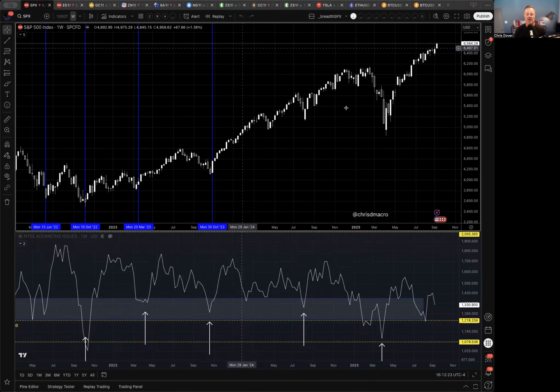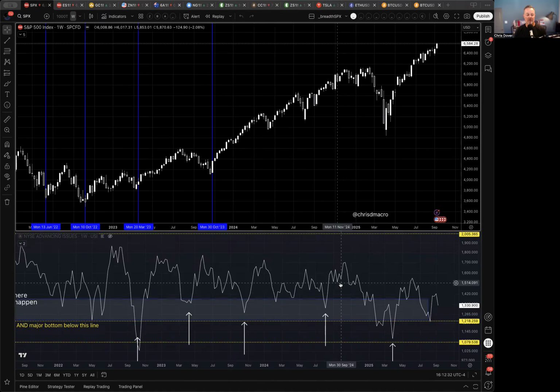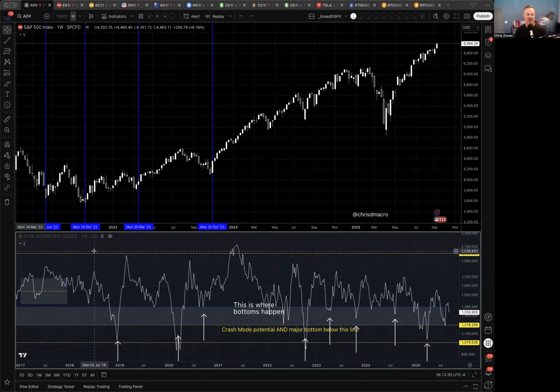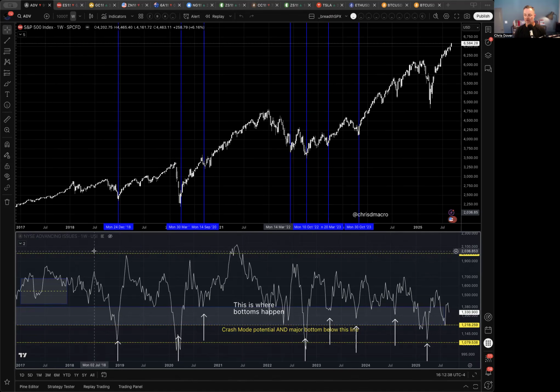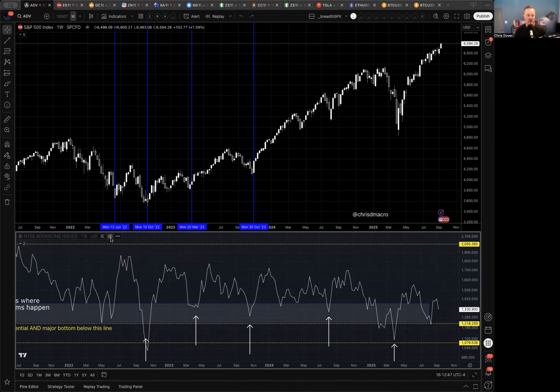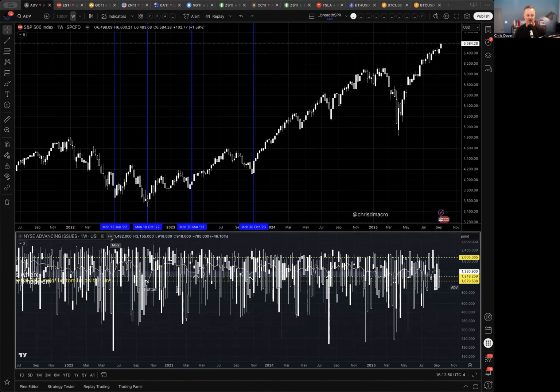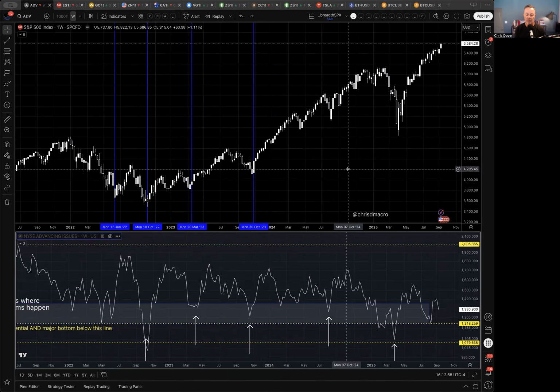Let's get started here. Start from the big picture. S&P 500 on the top is a weekly S&P cash index. On the bottom, we have the NYSE advancing issues. The symbol is ADV, Alpha Delta Victor, if you would like to have that yourself, since some people ask me about that. It's a 10-week simple moving average of the ADV. So this is what the ADV looks like, the NYSE advancing issues, and this is what the 10-week simple moving average of that ADV looks like.